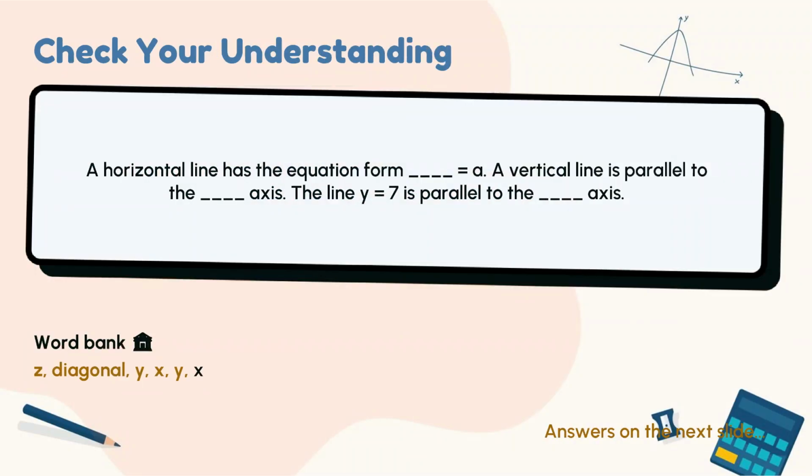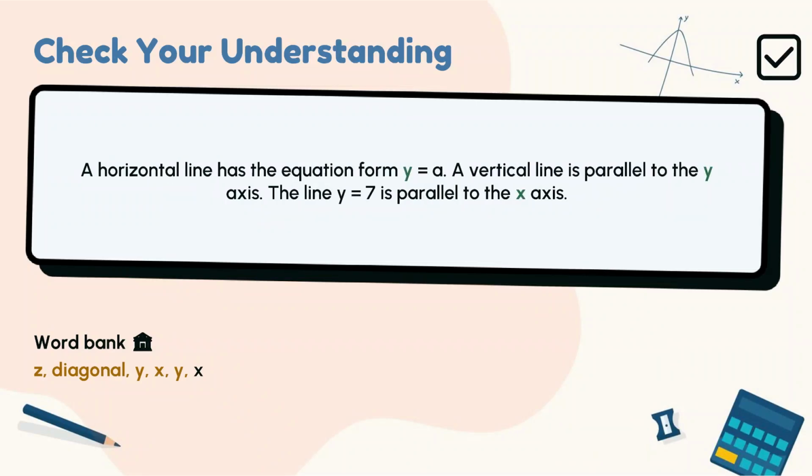Let's check your understanding. A horizontal line has the equation form blank equals a. A vertical line is parallel to the blank axis. The line y equals 7 is parallel to the blank axis. Use the word bank to complete the sentence. Pause the video and try it before checking the answer.